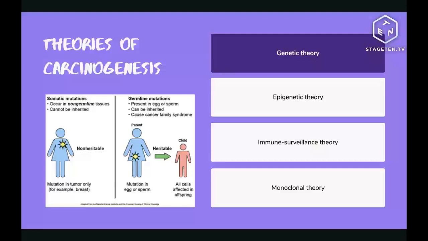So let's speak a little bit on theories of carcinogenesis. There are four main theories. The first one, and the most common one, is genetic theory. It says that cells become neoplastic because of alterations in the DNA. The mutated cells transmit their characters to the next progeny of cells.